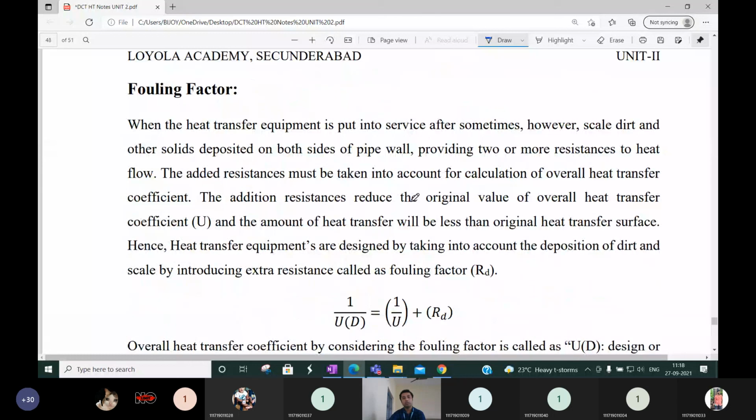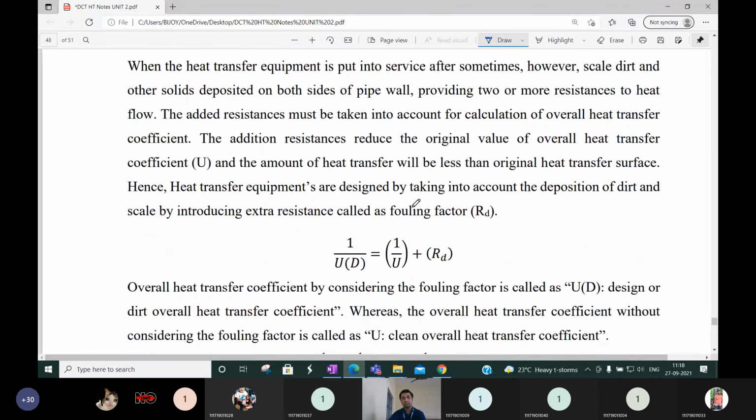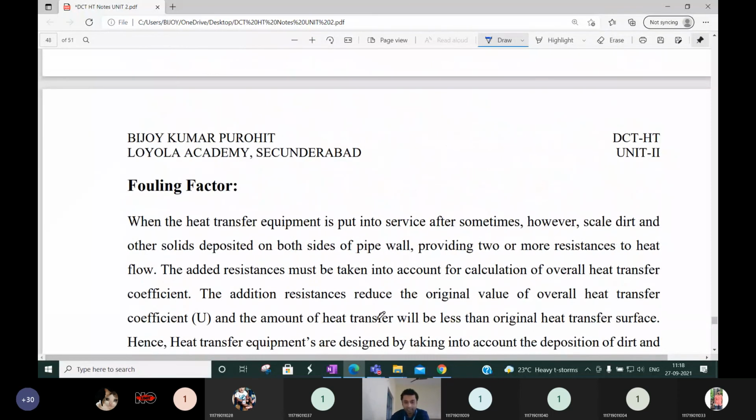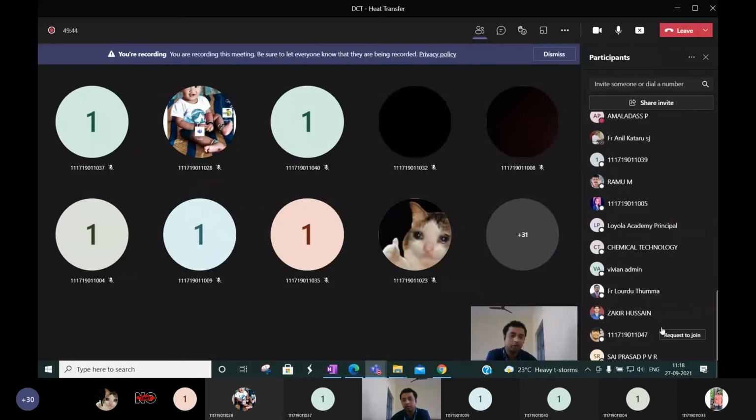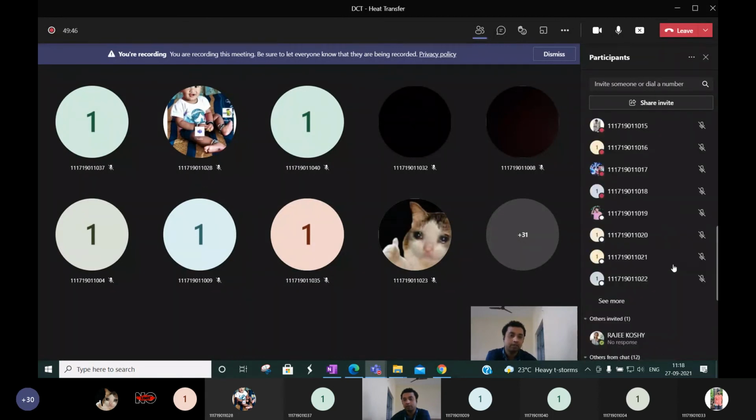The next topic is the fouling factor. This is a practical based issue, so we'll discuss it in the next class. Next class means 6th hour, I will have one class. There we'll discuss the fouling factor, and a numerical based on the fouling factor is also there. We will solve that numerical, and that will be the end of this unit 2.